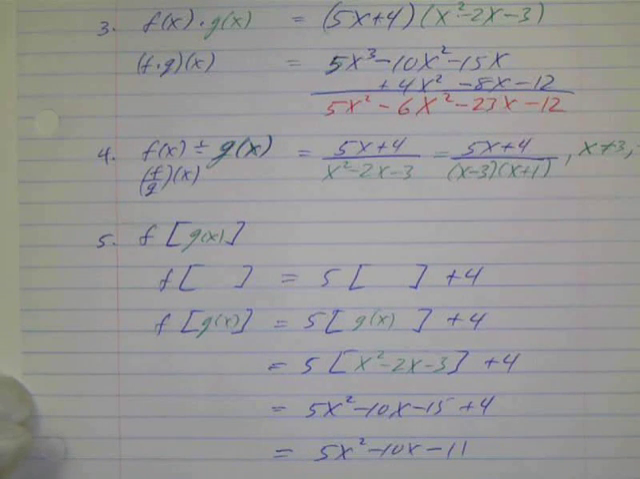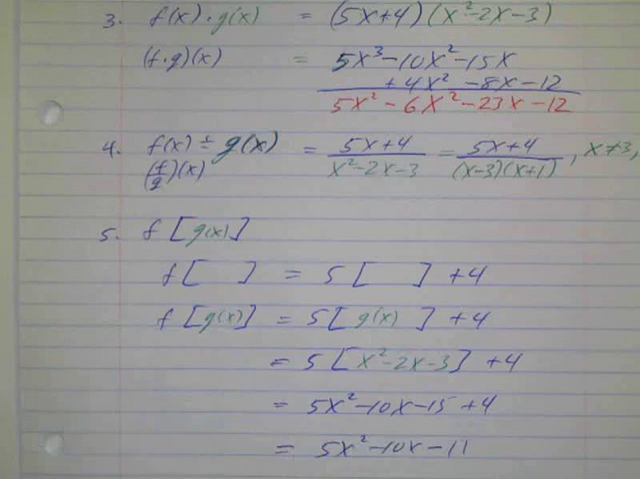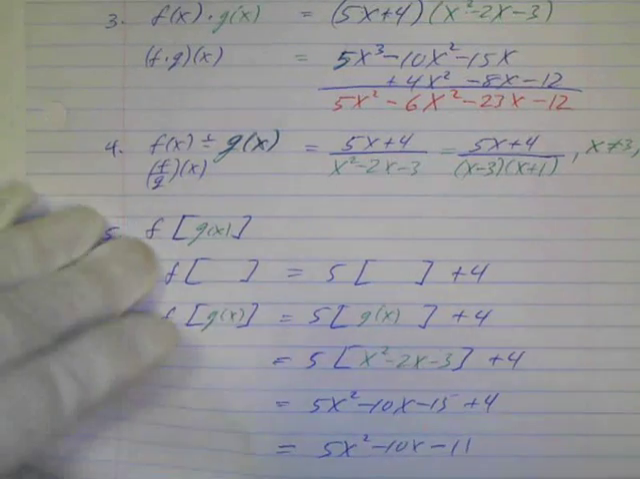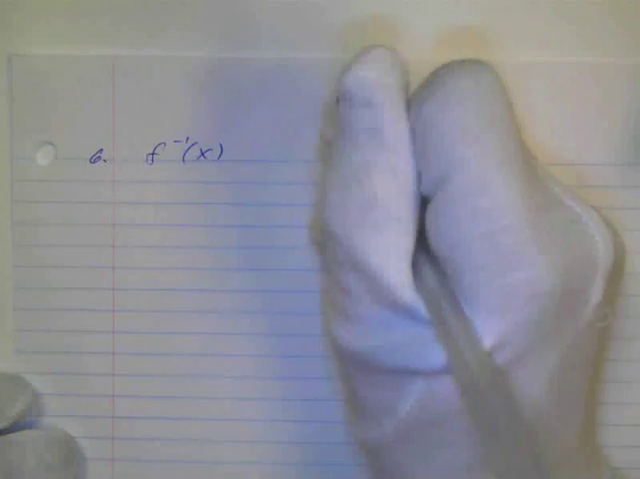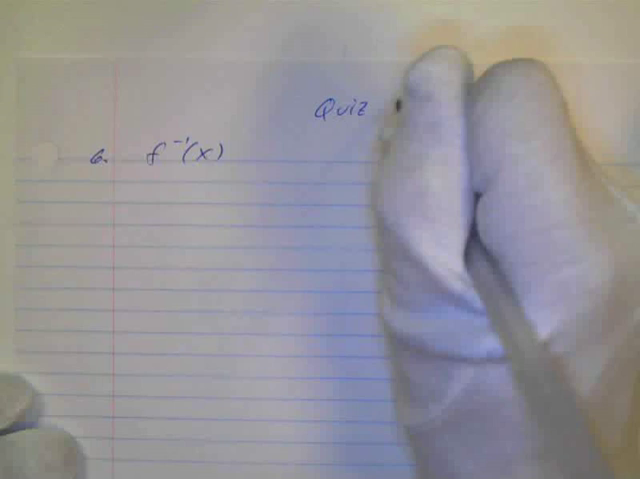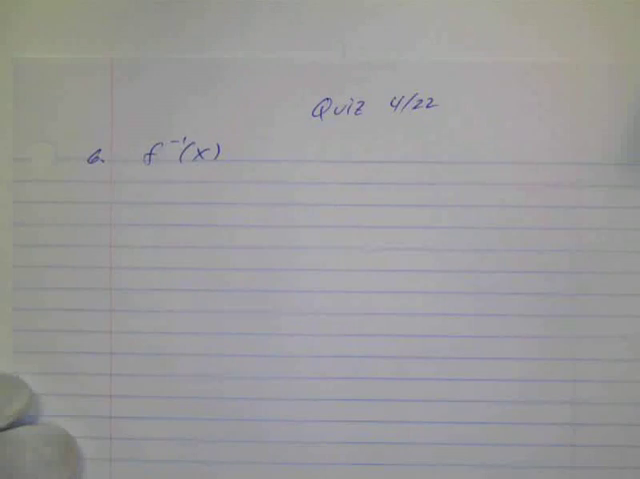Okay, and then number 6. So number 6 was just to find the inverse. And we didn't have to verify it. Just had to find the inverse. So let's take a look at this. Find f inverse of x.